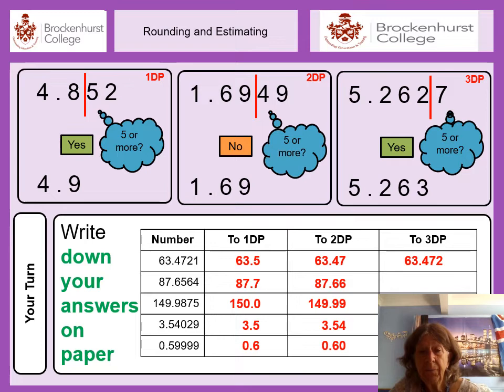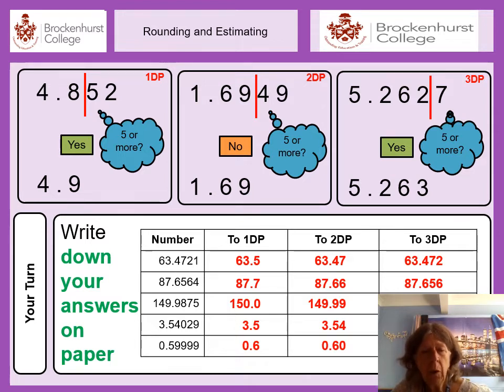The next answers. I'm sorry that the next answers are hidden by my photo, so I'll give you the answers. So 149.9875 to 3 decimal places is 149.988. The 5 will make the 7 round up to an 8. 3.54029 to 3 decimal places will be 3.540. The 2 will not make the 0 change.